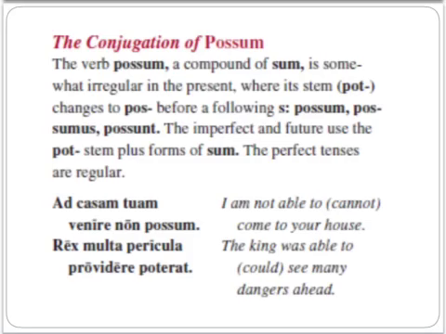In this unit we also learned the irregular verb possum. Possum is a compound of sum and actually pot. However, when sum begins with the form of s, the pot assimilates to an s, so it's possum, possumus, and possunt. We will see this in the next slide.